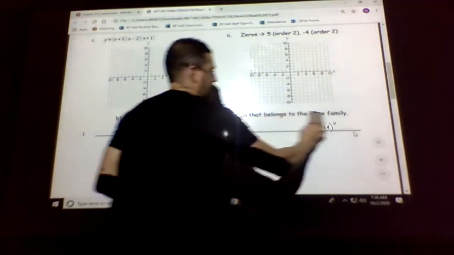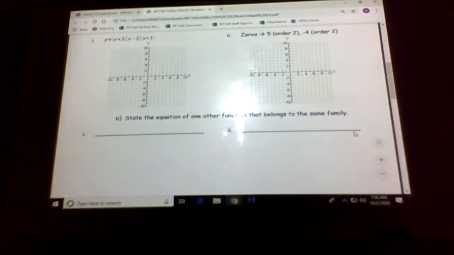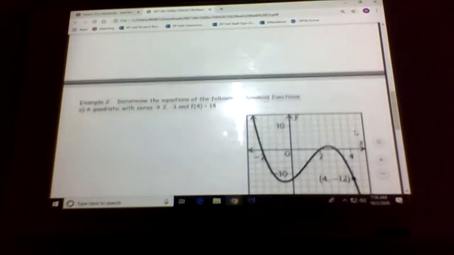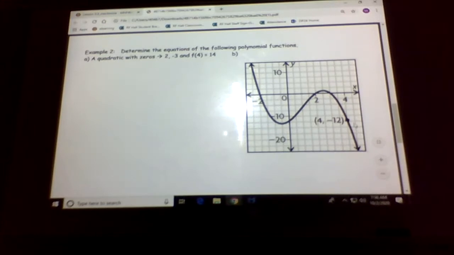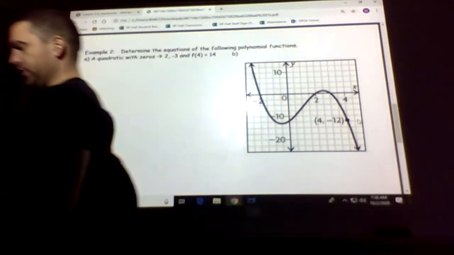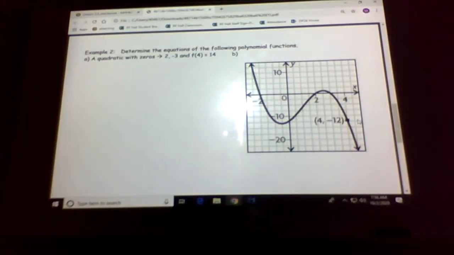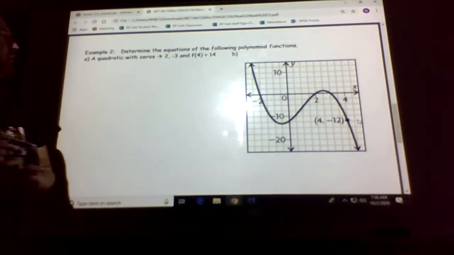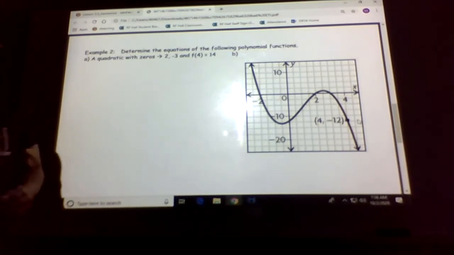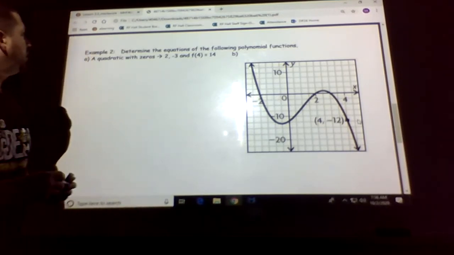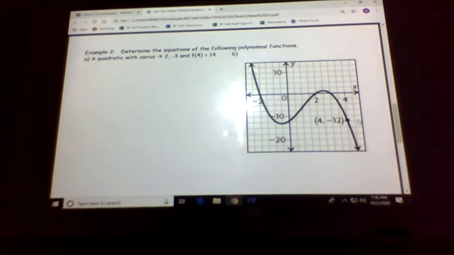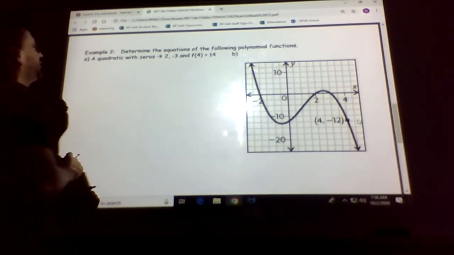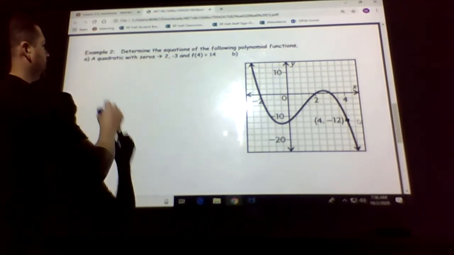All right, going to the last one. Okay, determine the equation for the following polynomial function. So we have the zeros at 2, -3, and they give us f(4) = 14. Oh, we have 2 different ones, sorry. Okay, so let's do the first one. So we have a quadratic with zeros 2 and -3.